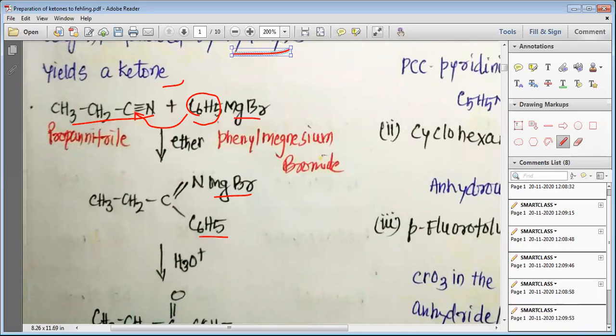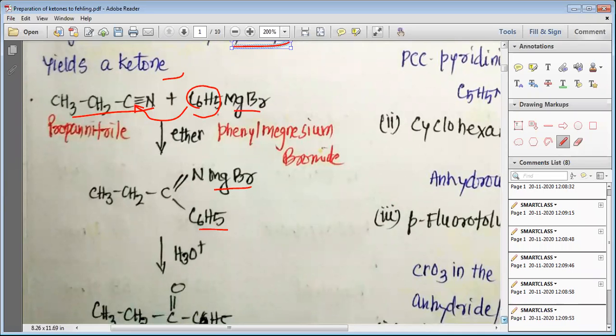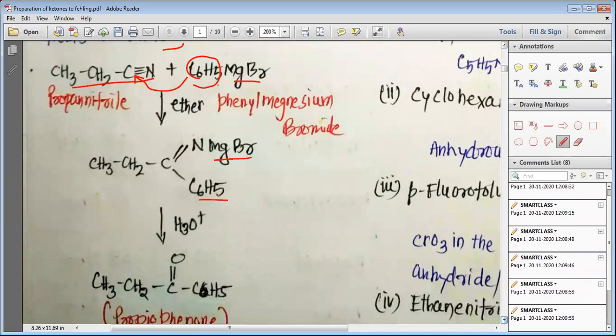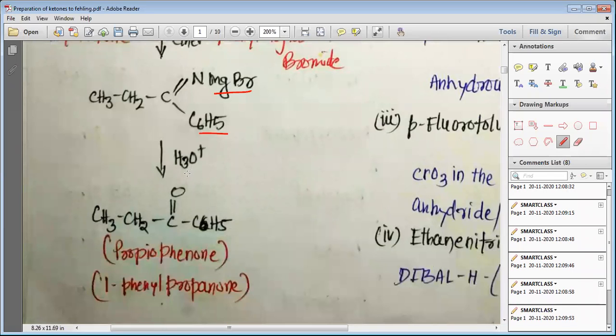and then on the process of hydrolysis, you can see, my dear students, this double bond turns into double bond O, and we get the propiophenone. This is C6H5. C6H5. So we get propiophenone here, my dear students, or it is also known as the 1-phenyl propanone.